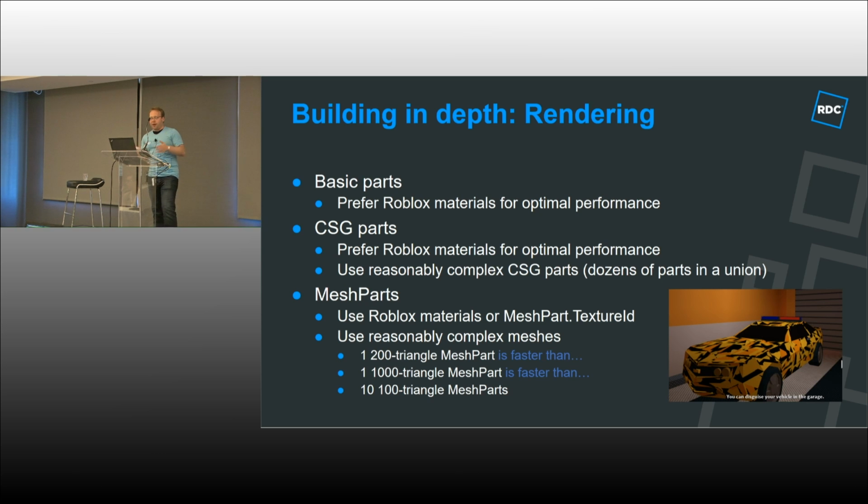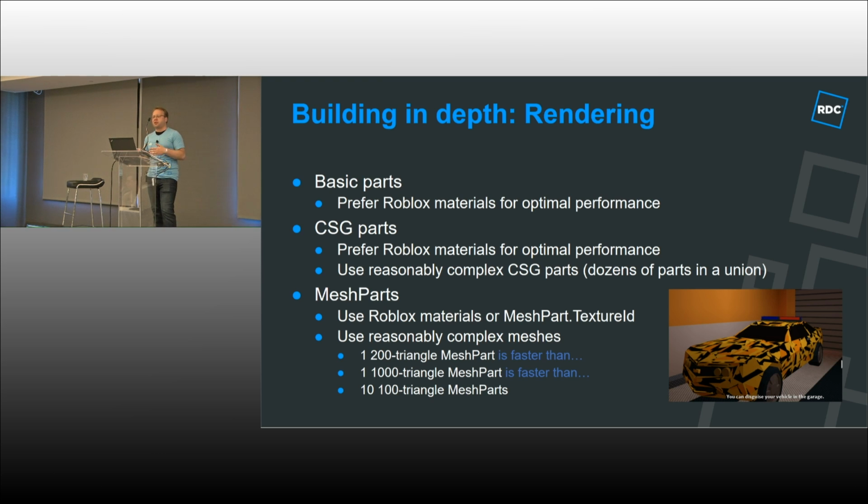All right, rendering. The beautiful screenshot in the bottom right is from Jailbreak. This is when we were rolling out instancing for mesh parts and accidentally broke UV mapping. Sorry, guys. So basic parts, CSG parts, mesh parts. Basic parts use Roblox materials. You can use texture objects, but this will be less efficient. So try to use Roblox materials whenever possible.